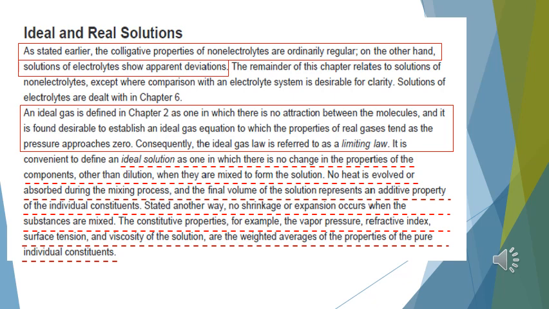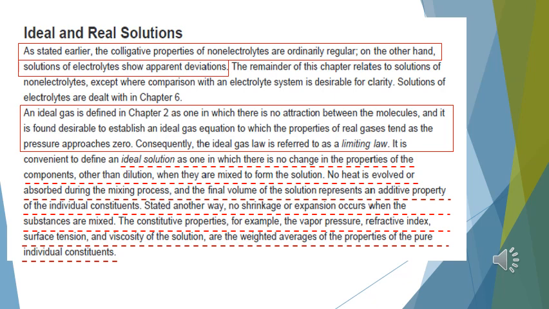In the last lecture, I mentioned that the colligative properties of non-electrolyte solutions are regular. For example, if we have the same concentration of two different solutions of non-electrolytes, they will show approximately the same colligative properties. While solutions of electrolytes show some anomaly or deviation when we use the same concentration compared to the non-electrolyte.